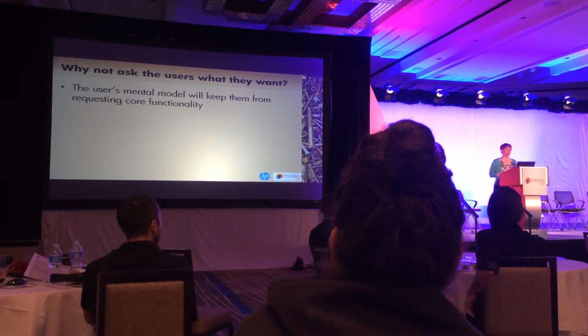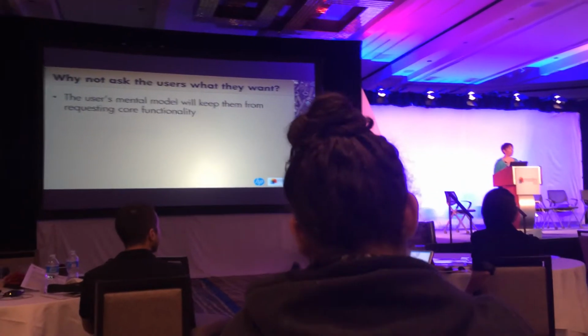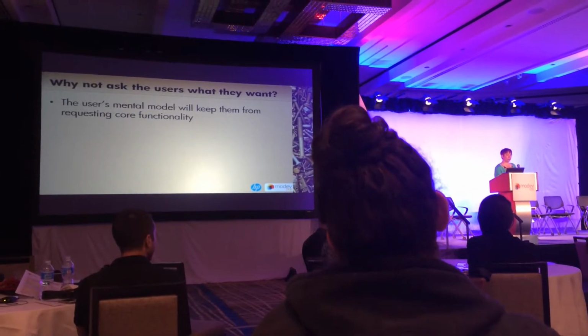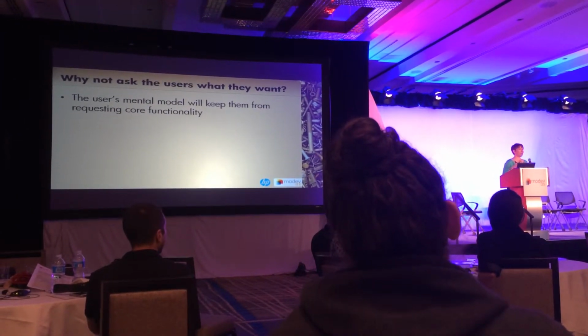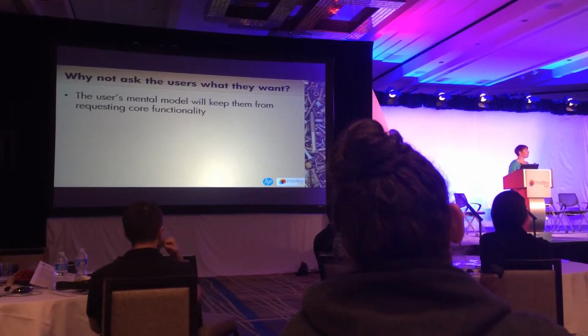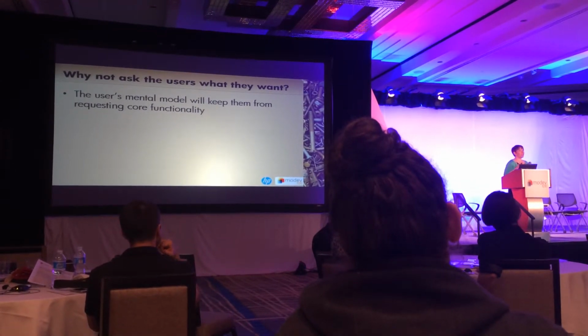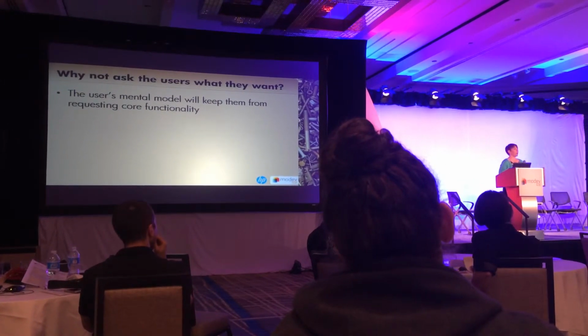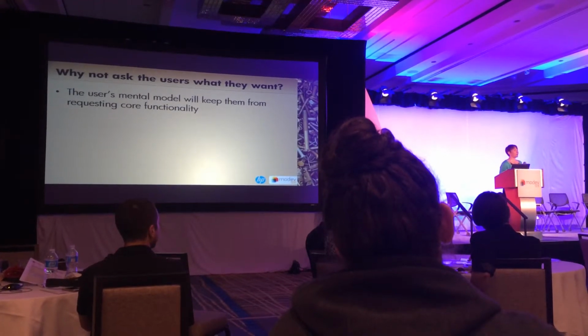The user's mental model will keep them from asking for core functionality. A person's mental model develops over time as they become more and more familiar with something. It becomes part of their mental model, becomes something they take for granted to the point that it goes without saying.